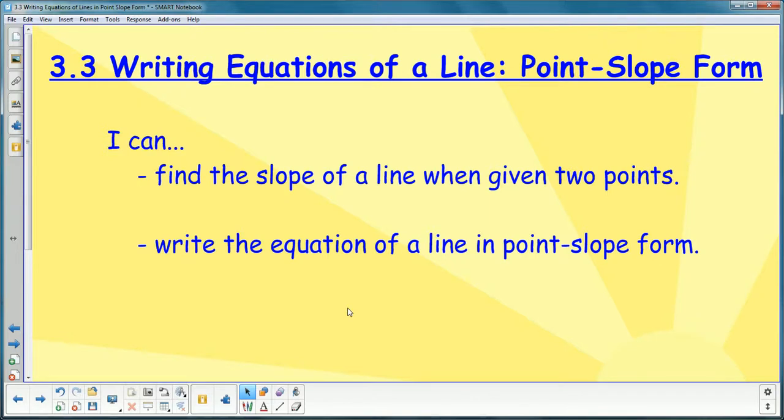Anyways, so now you know how to find the slope of a line given 2 points, and you can write the equation in point-slope form.